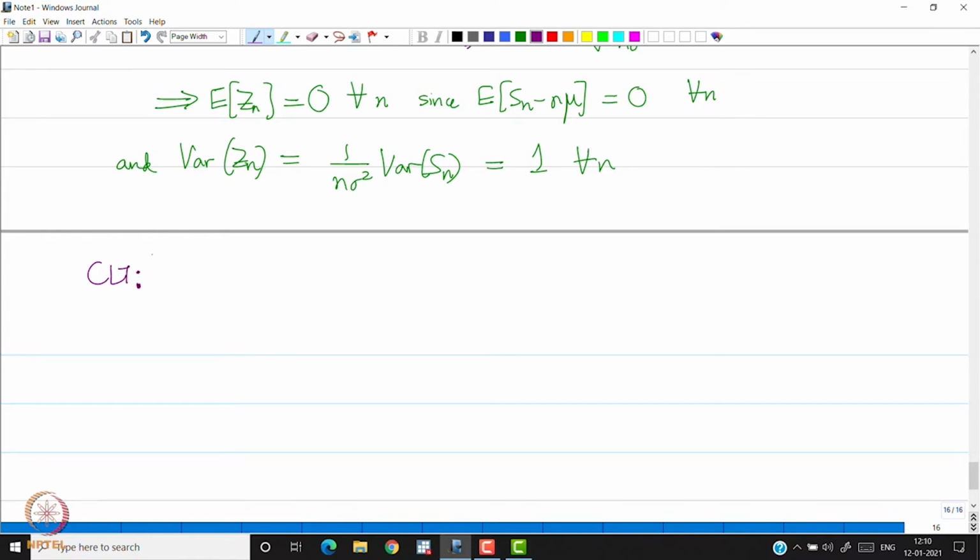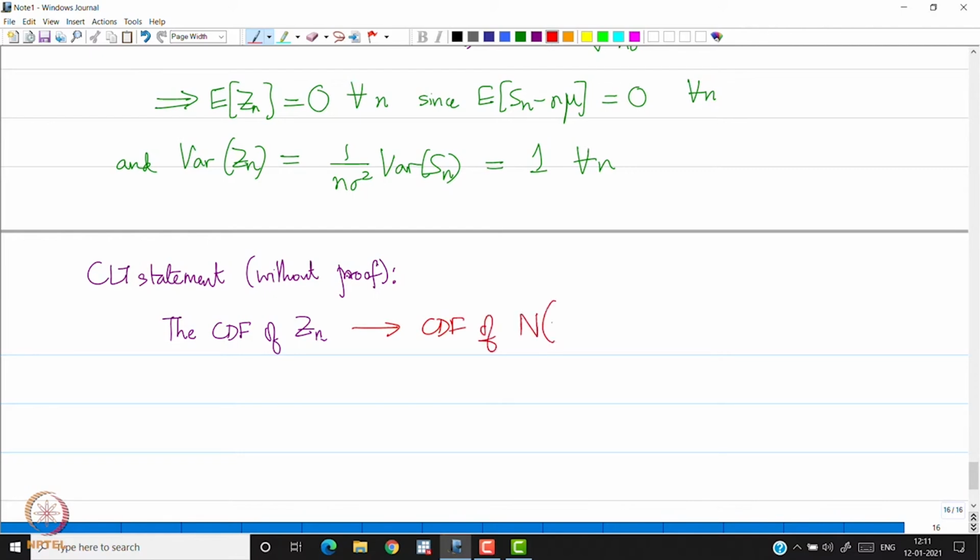Turns out that the CLT statement, let me write it here, without proof. What is this CLT statement? That the CDF of the random variable, the distribution of Zn, tends to the CDF of a Gaussian random variable with zero mean and unit variance as n goes to infinity.